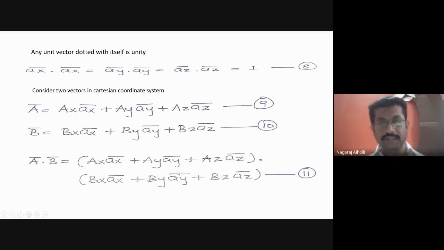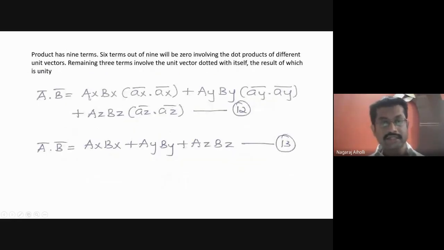The only terms that remain are ax bx of ax bar dot ax bar, plus ay by of ay bar dot ay bar, plus az bz of az bar dot az bar. Hence, finally, the equation that we get is a bar dot b bar is equal to ax bx plus ay by plus az bz. That is our equation 13. Okay.